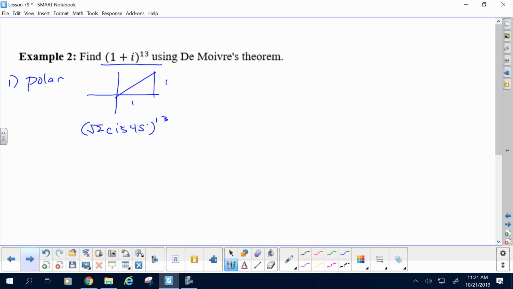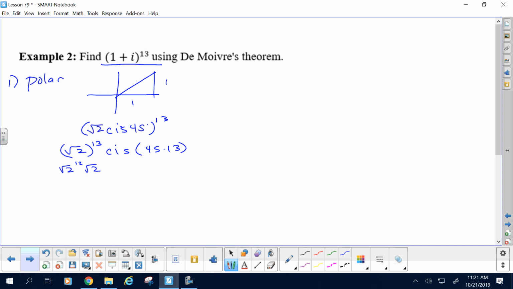So this then is root 2 to the 13th. The angle, do we take it to the 13th, or do we multiply it by 13? Multiply it by 13. All right. Root 2 to the 13th, let's clean that up a little. Wouldn't you say that's root 2 to the 12th times an extra root 2? You follow me?